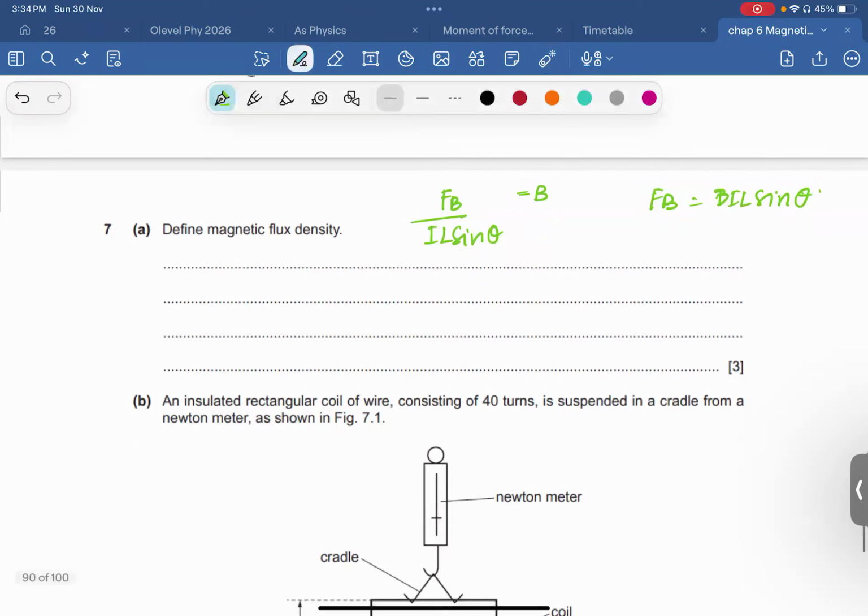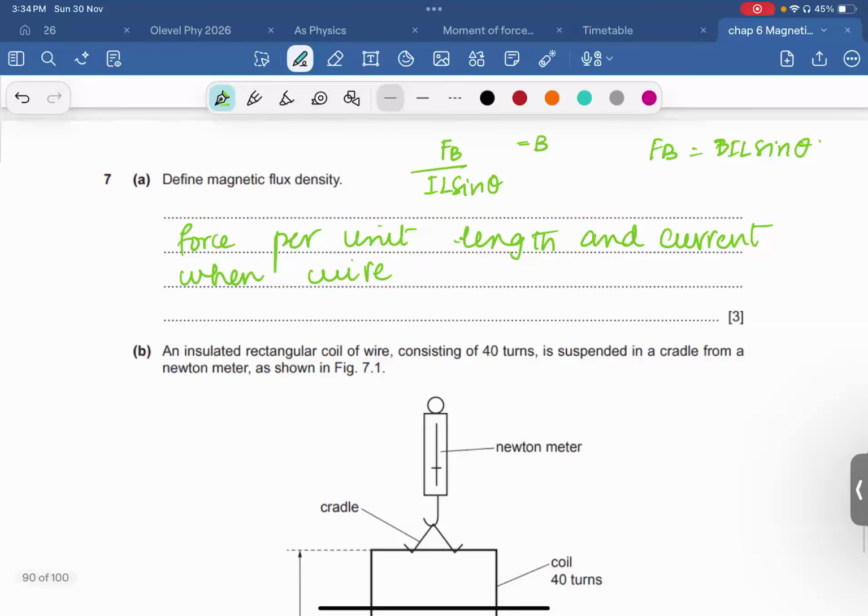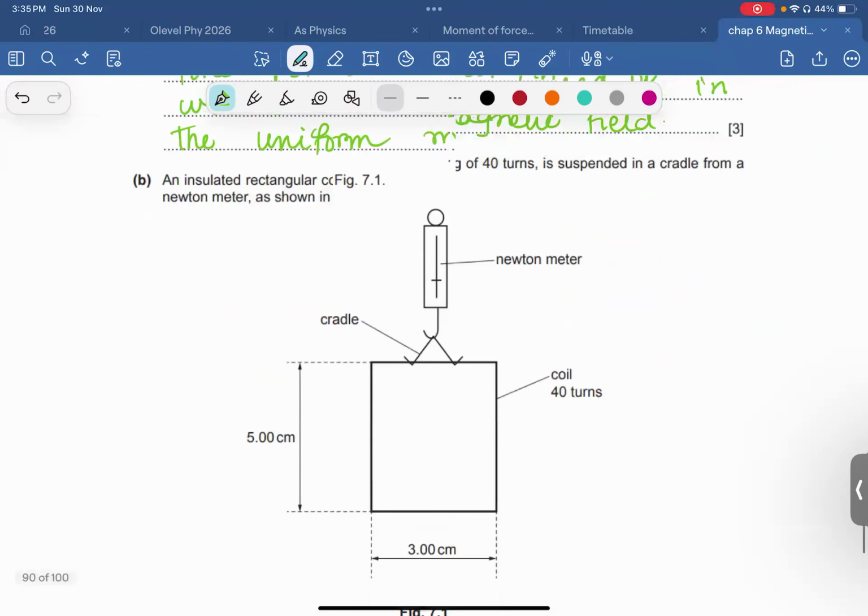That's it. Okay. So force per unit length and current, sorry, when either the wire or the current flowing in the wire is placed perpendicular to the uniform magnetic field, okay, perpendicular in the uniform magnetic field, right? Okay, please move on.